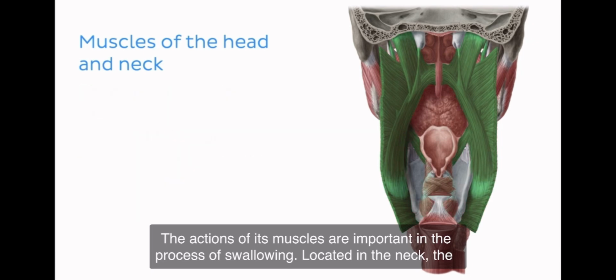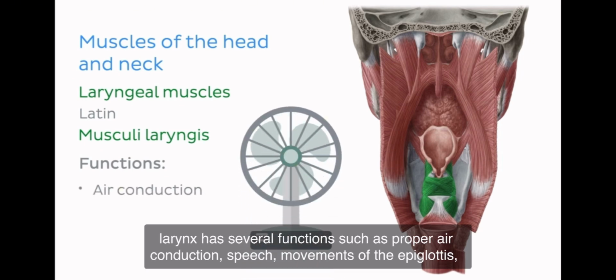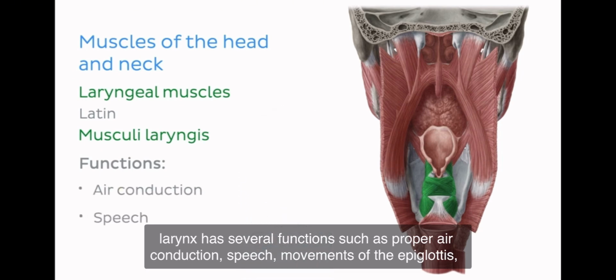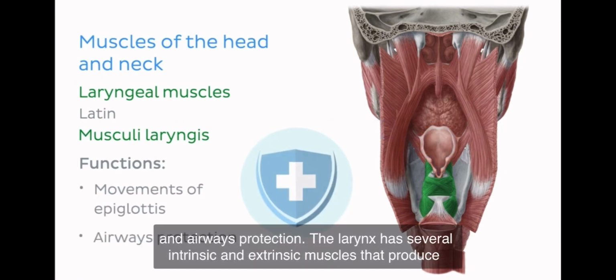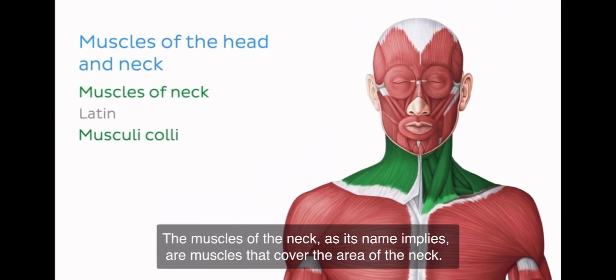Located in the neck, the larynx has several functions such as proper air conduction, speech, movements of the epiglottis, and airways protection. The larynx has several intrinsic and extrinsic muscles that produce movements of the larynx and its cartilages, thus enabling the performance of these functions.